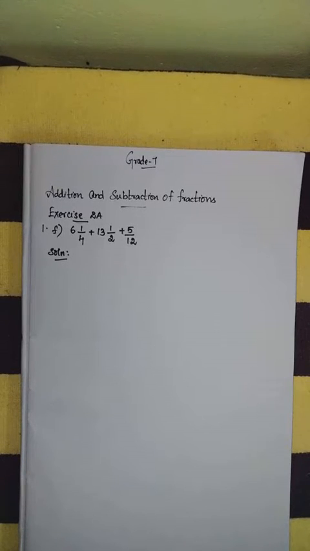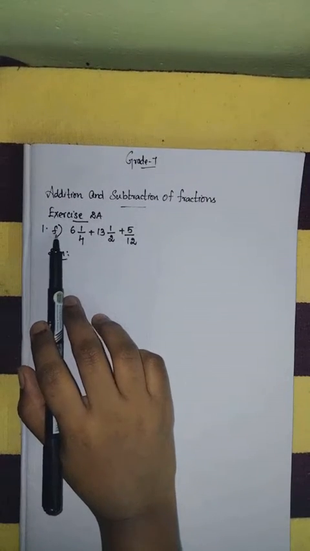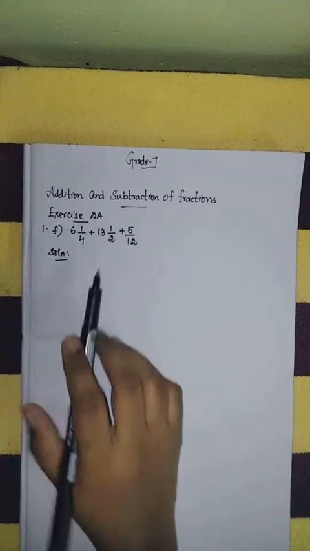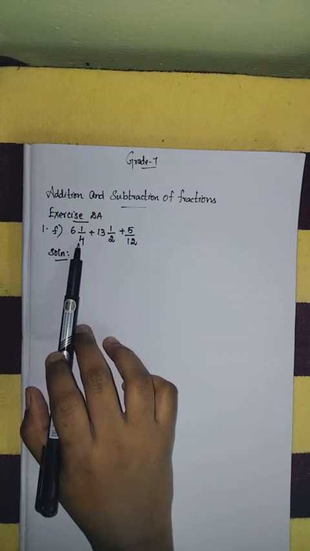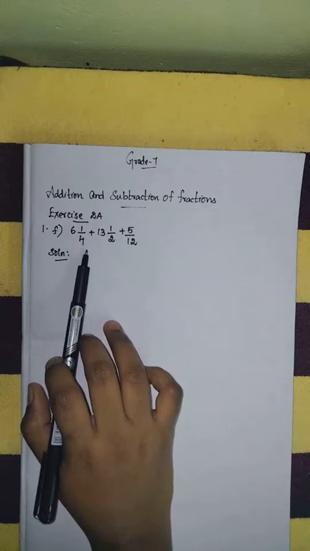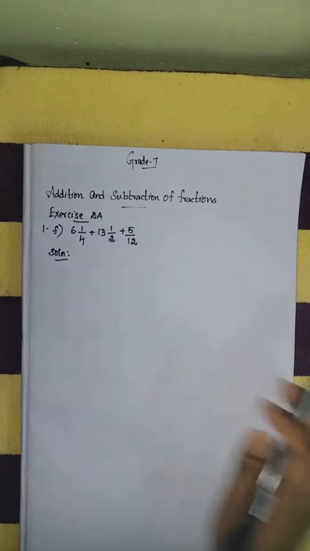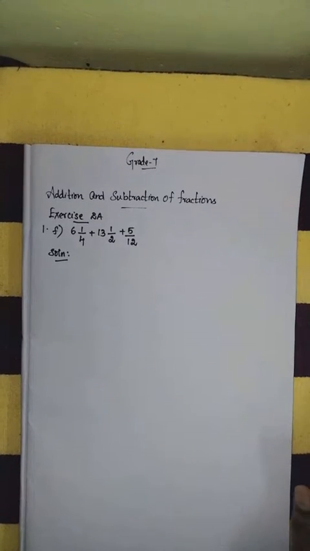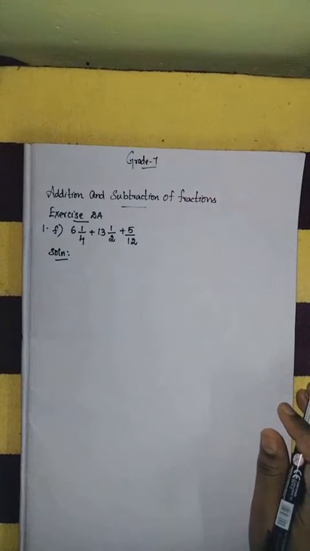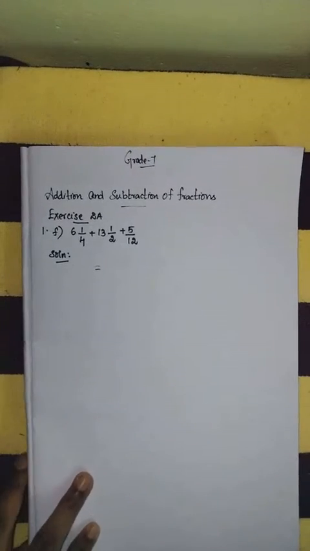So listen carefully. This question is from exercise 2A, fifth question, question number F1F. This is your question: 6 1 by 4 plus 13 1 by 2 plus 5 by 12. First step, just convert all the mixed fractions into improper fractions.